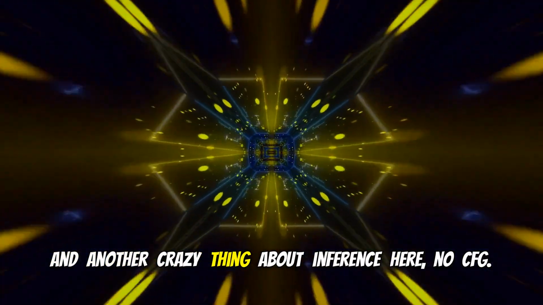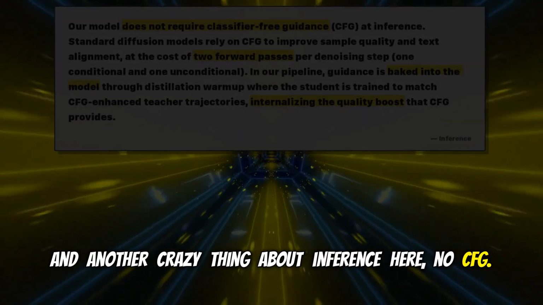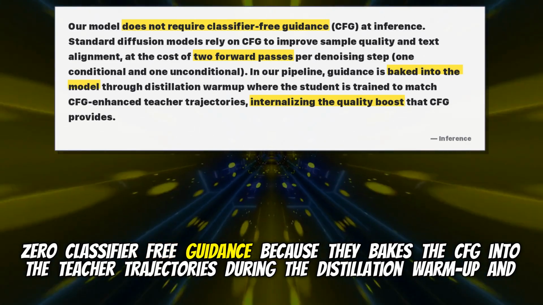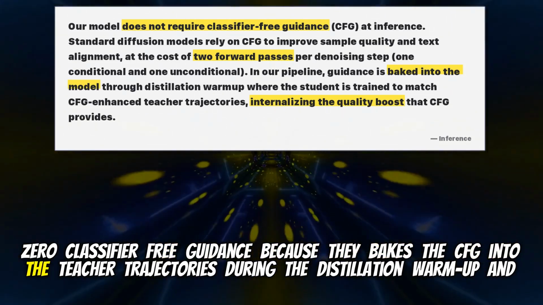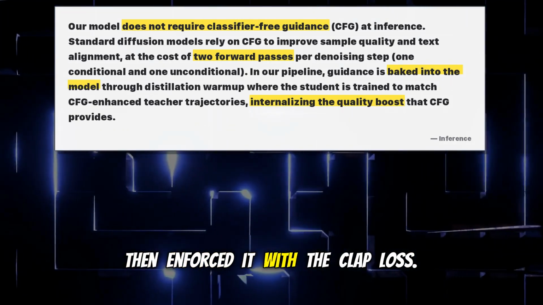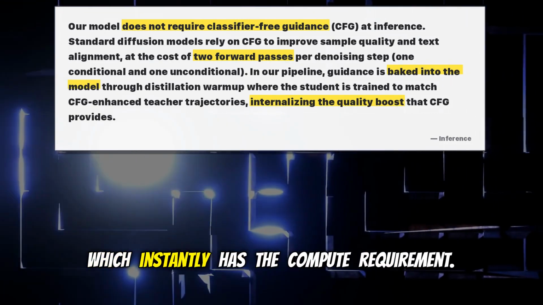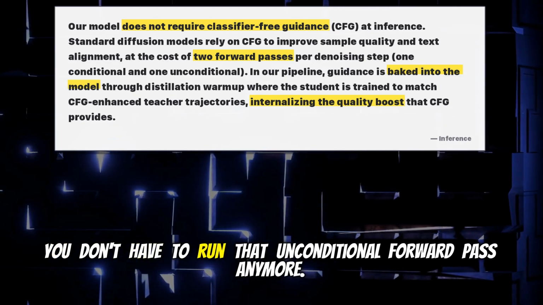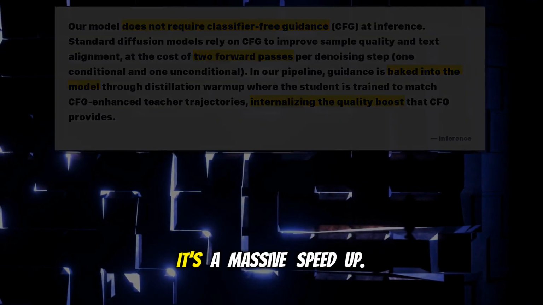And another crazy thing about inference here, no CFG. Right. 0 classifier-free guidance, because they baked the CFG into the teacher trajectories during the distillation warm-up and then enforced it with the CLAP loss. Which instantly halves the compute requirement. You don't have to run that unconditional forward pass anymore. It's a massive speed up.